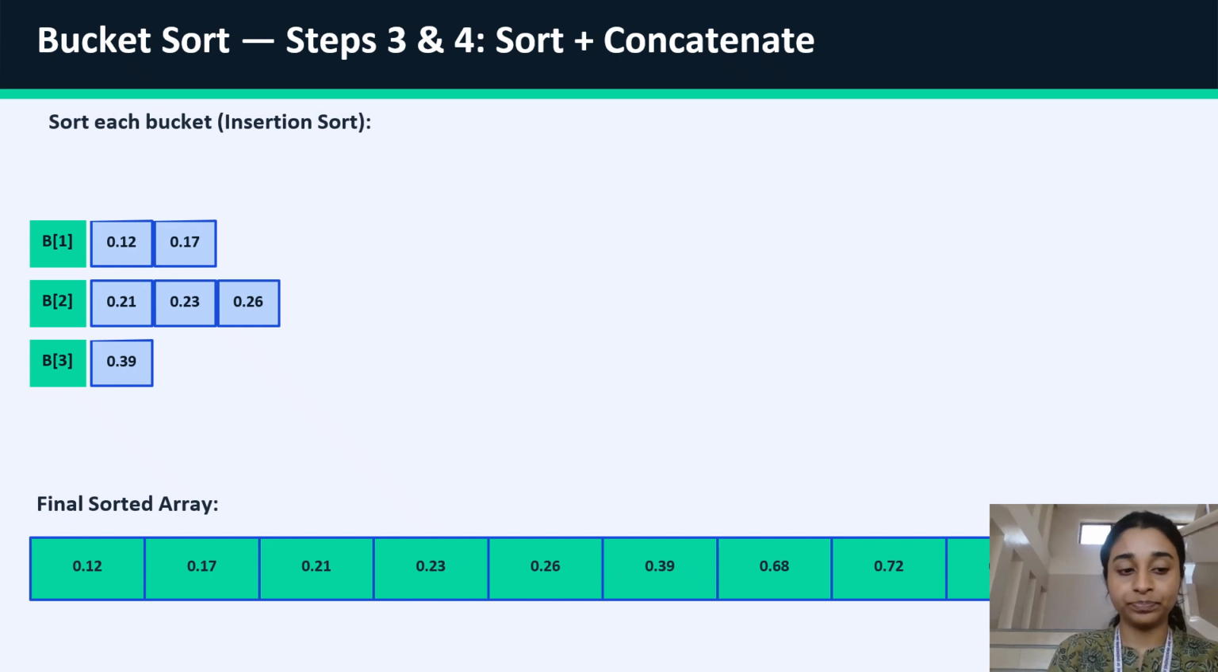It is not suitable for a very large range of data. And the applications of bucket sort are sorting floating point numbers, distributed data processing, database systems, parallel computing, histograms and data analysis, etc. And the next topic will be continued by Anjali.